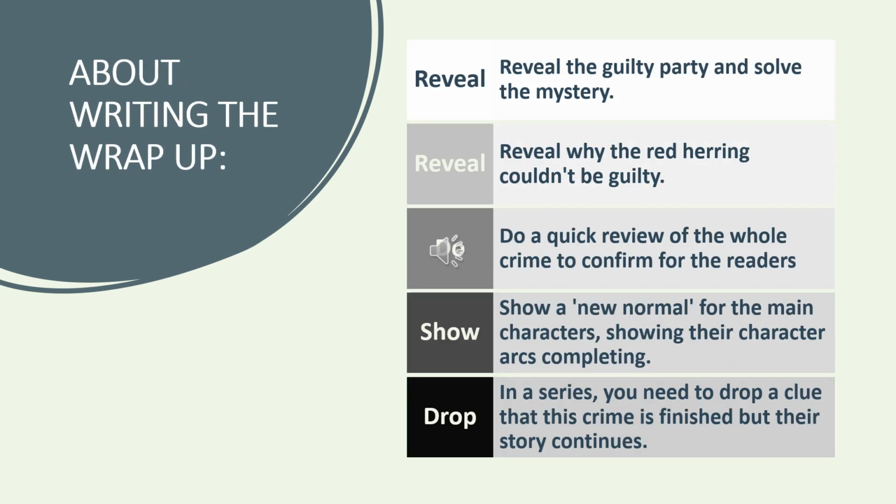But I also like to reveal any red herring or other witnesses that may have looked really guilty at some point. I mention, usually in detective dialogue, how the other suspects couldn't have done it. This is also where you acknowledge the foreshadowing that you dropped along the way. It's important to wrap up any loose ends in the story as well as revealing the guilty party.